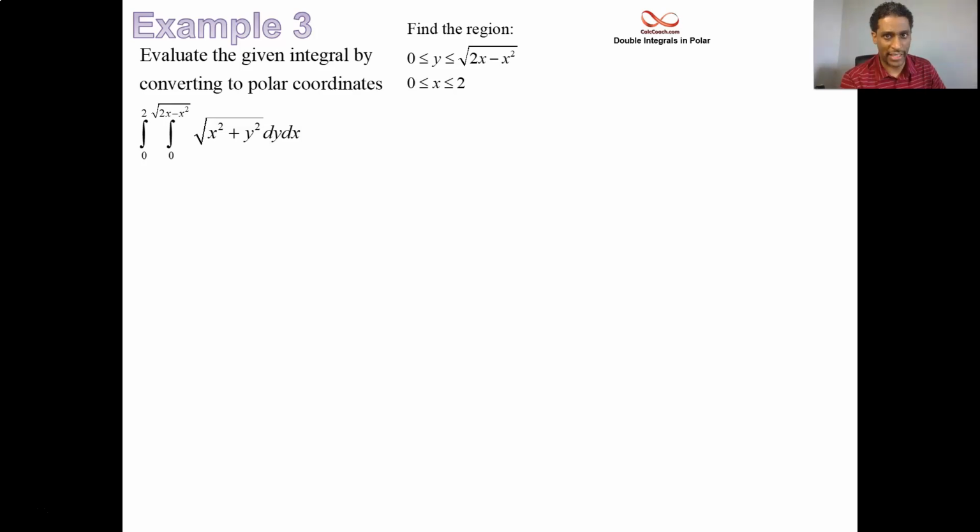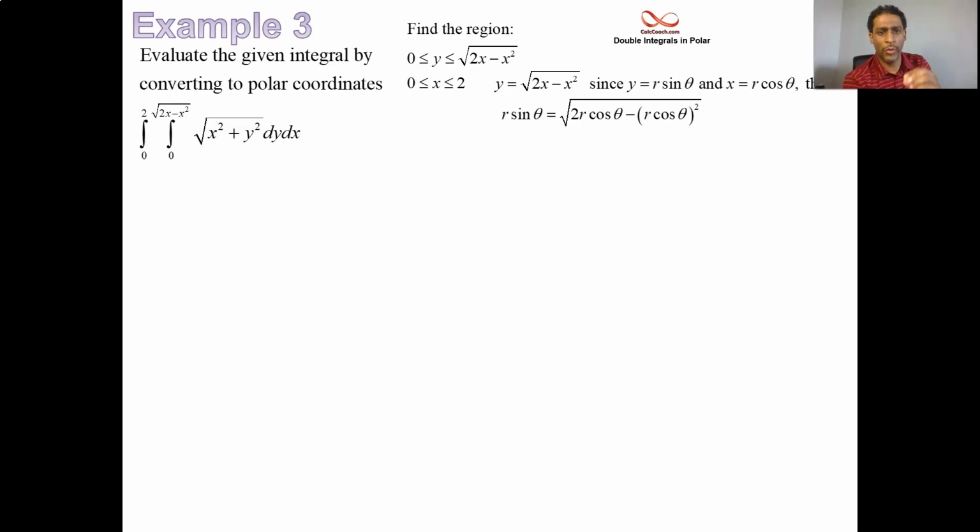We have to figure out what that is in terms of polar. And so one technique is just a straight substitute. We know that y equals r sine theta and x equals r cosine theta. You could just straight substitute in. Another technique is to manipulate it a little bit, square both sides, and then maybe substitute it at some other point. But we're going to do it exactly as it is. Plug in right now: r sine theta equals the square root of 2 times r cosine theta minus the quantity r cosine theta, squared.